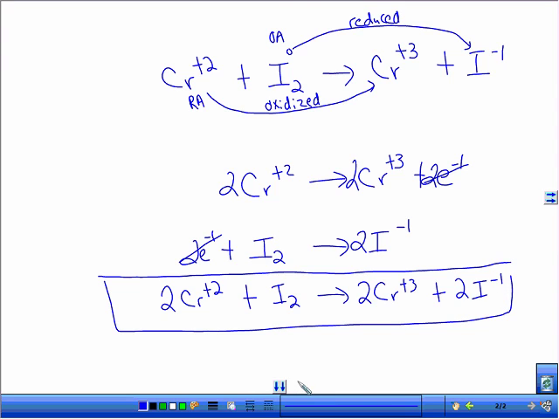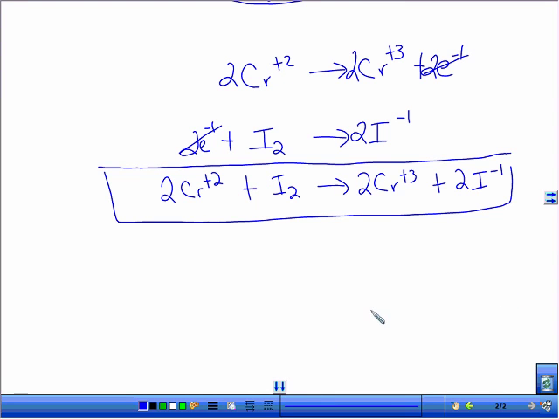Now you can check yourself, and I would suggest that you take the time and check yourself, because this will not check if you've done something wrong. You would check your mass first. There's 2 chromiums, there's 2 chromiums. There's 2 iodines, there's 2 iodines. So masses are looking good.